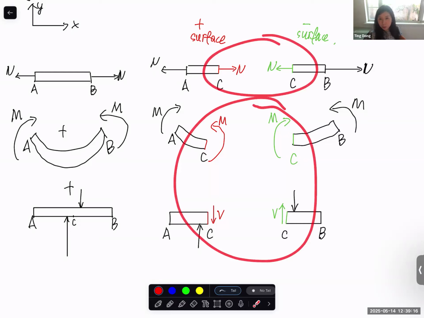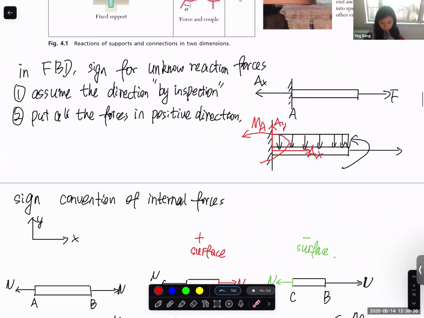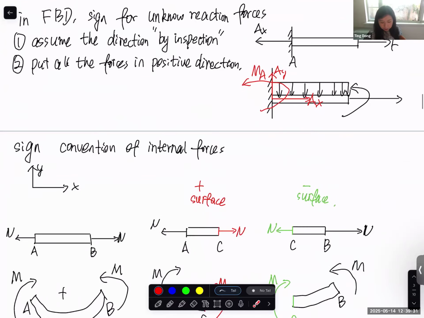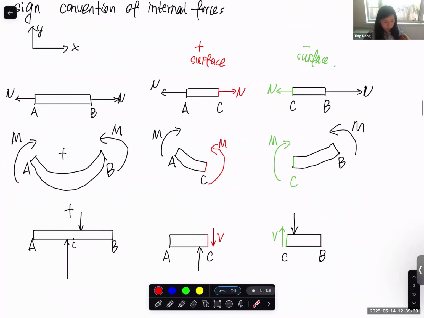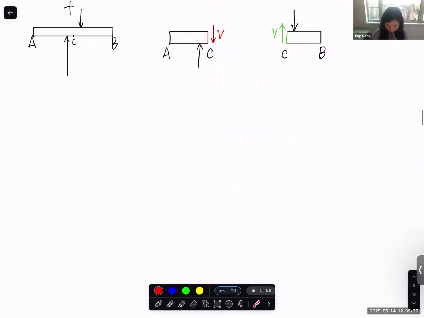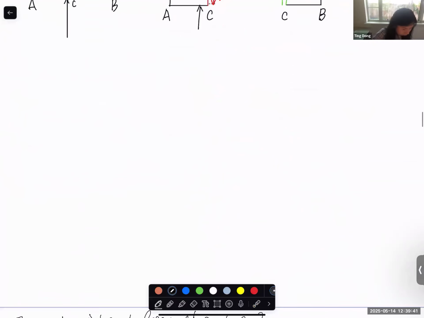And of course, for tension and compression, it's very simple. Whenever there's tension, it's positive. Whenever there's compression, it should be negative. So this is the sign convention for external applied force, including reaction force, and the sign convention for internal force. And so basically we are done with the free body diagram. The next step, of course, is the equilibrium equation.